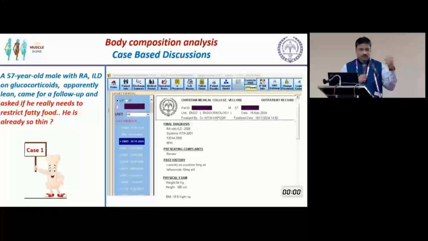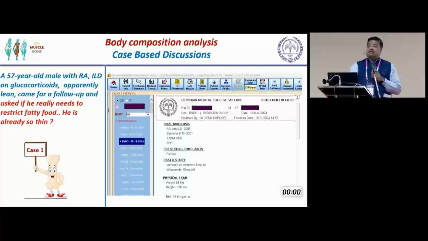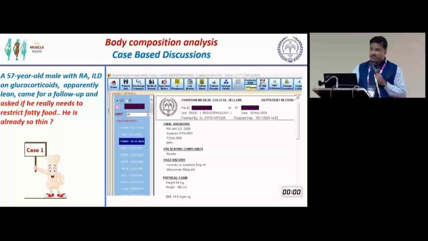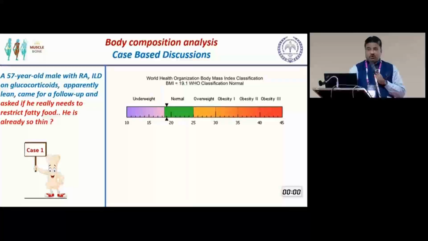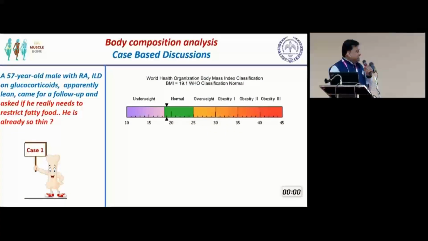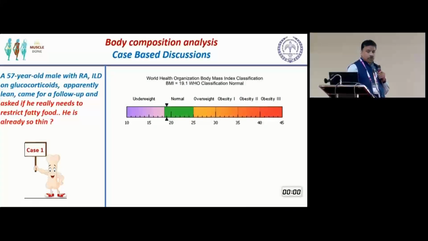I would love to have samosas, pakoras, anything in the evening for tea, but she's asking me to restrict my oil intake to 500 ml per head per month. Is that really something that you think is right when my BMI is 19.6? So to answer such questions, body composition is helpful. As you see, the BMI is 19.1.